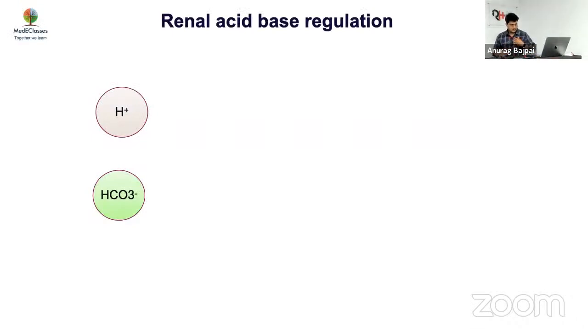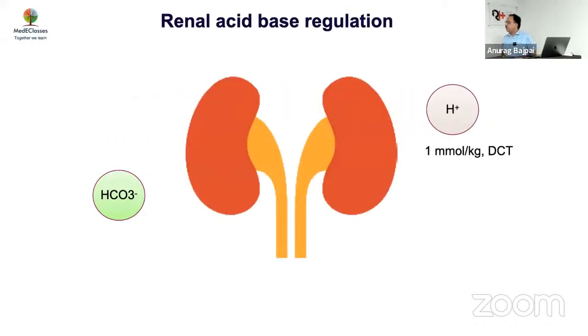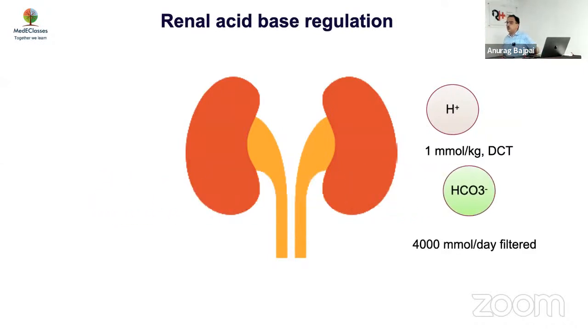So I think this was a very, very interesting case. We will now have some theoretical discussion before we go further about this case, in terms of etiology and in terms of evaluation. So we all know that renal acid-base regulation involves the excretion of protons. Every day the body produces 1 to 2 millimoles per kg of protons, which is excreted, and then it is reabsorbed and then secreted basically. While bicarb is filtered in a huge amount, like 70 millimoles per liter.